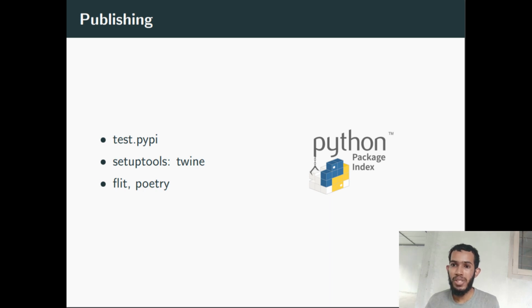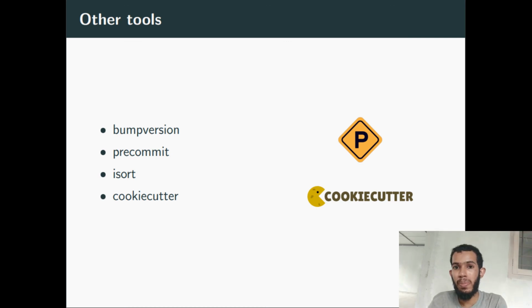To do the publishing part, you can use tools like Twine. For setuptools, you can use Twine, and in the case of Flit and Poetry, they can do the publishing part as well by themselves. But of course, Twine can be used to publish independent of the tool used to package your project. Apart from the tools that I have mentioned so far, there are a lot of other tools you can use for your project.